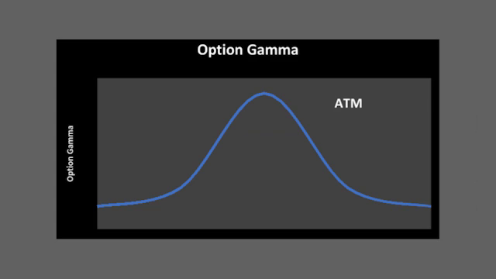But unlike measuring deltas, the gamma value of an option is the same for calls and for puts on the same strike. If you are long a call or a put, the gamma will be a positive number. If you're short a call or a put, gamma is going to be a negative number.